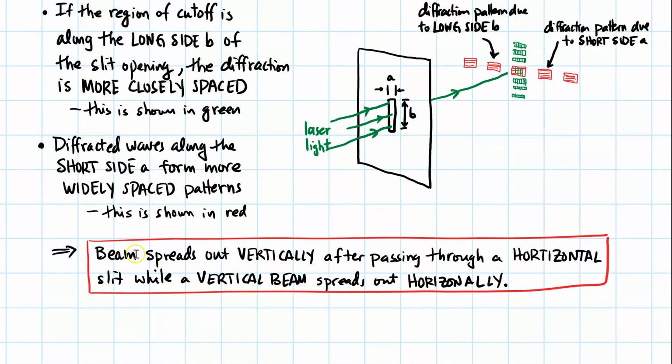In summary, a beam spreads out vertically after passing through a horizontal slit, while a vertical beam spreads out horizontally. Horizontal beams are vertically spread out. Vertical beams are horizontally spread out.